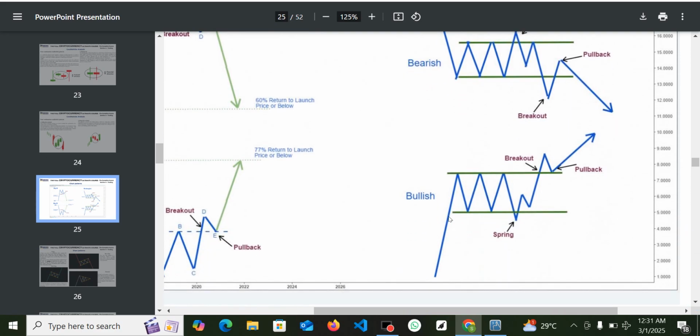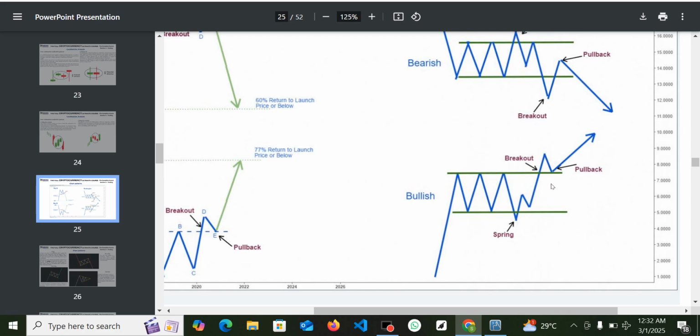This is the bullish pattern for this rectangular chart formation. It will have a bullish pattern right from here, then start playing within the channel just like we saw at the top. And at this point it gave us a spring. For the bullish pattern it is a spring, so you should understand that.